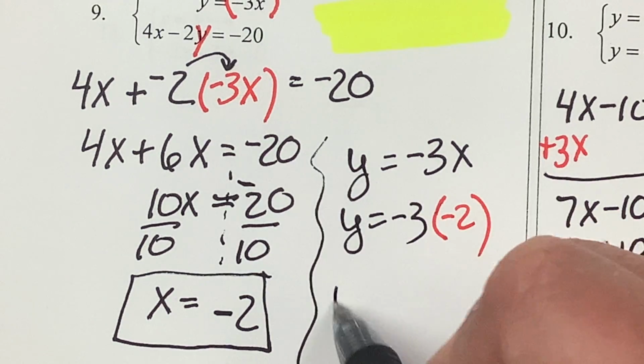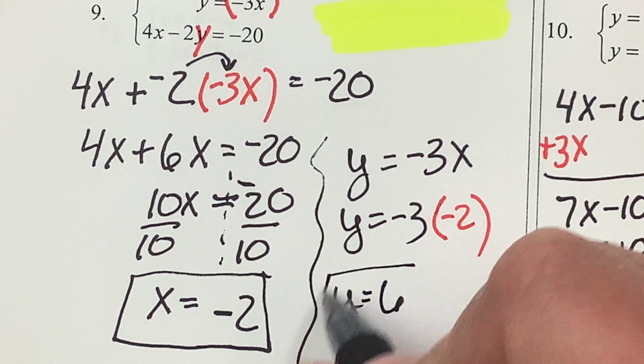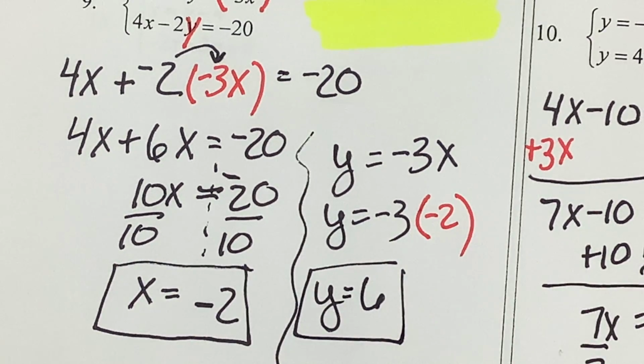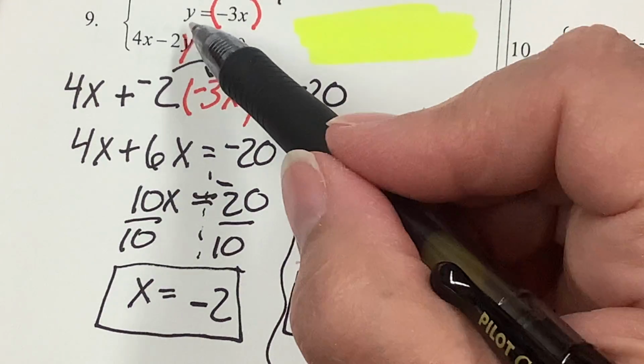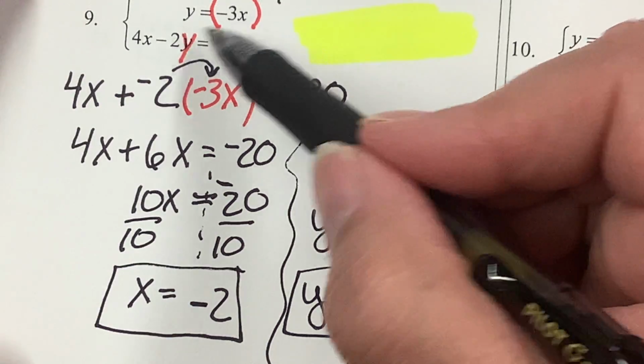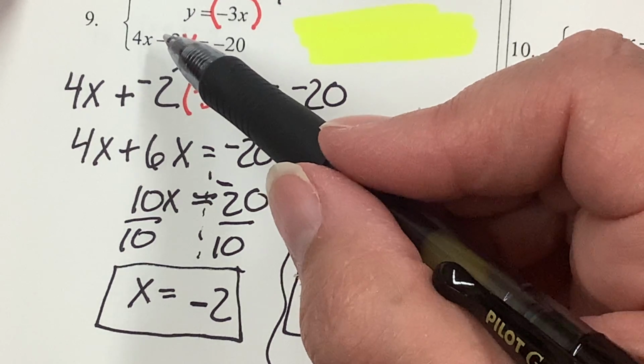Negative times negative is positive. 3 times 2 is 6. Y equals positive 6. Now I'm really going to check it because I almost made a mistake and I don't want to do that. So 6 equals negative 3 times negative 2. That's 6.